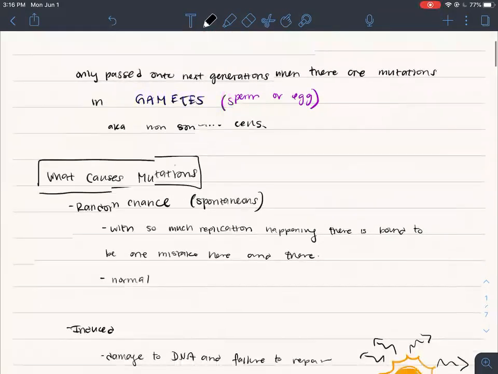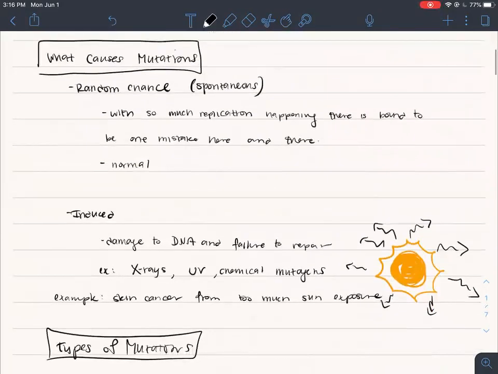And what causes mutations is basically two things: either random chance, which is spontaneous. Our body is replicating DNA so fast, and there's so much DNA to replicate, so many base pairs, that there's bound to be at least one mistake once in a while. But sometimes it's not that big of a deal and it's normal.